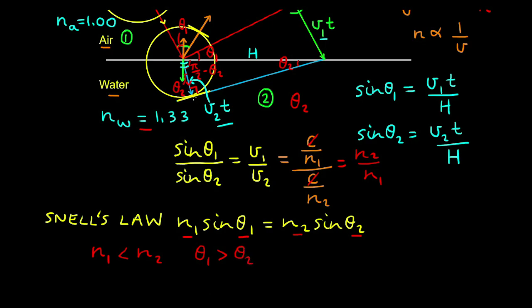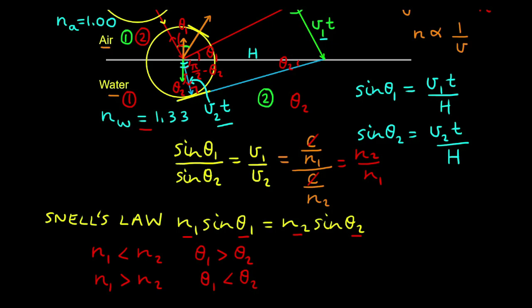But if the light beam travels in the opposite direction, so if we take the bottom medium as 1 and the top medium as 2, so in this case the index of refraction of medium 1 will be greater than that of 2, then we see the beam of light getting refracted away from the normal. So in this case the incident angle will be lower than the refracted angle.